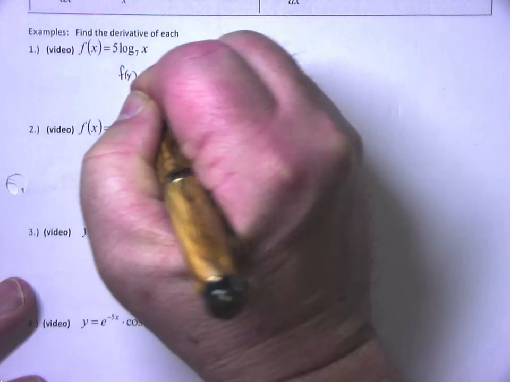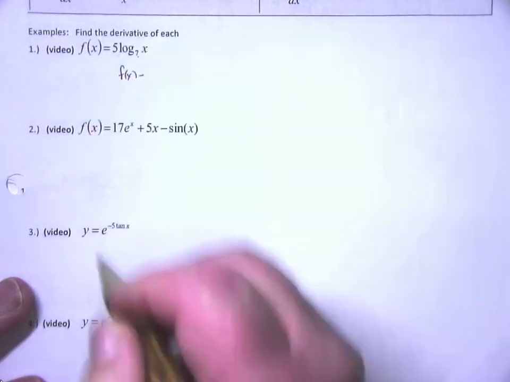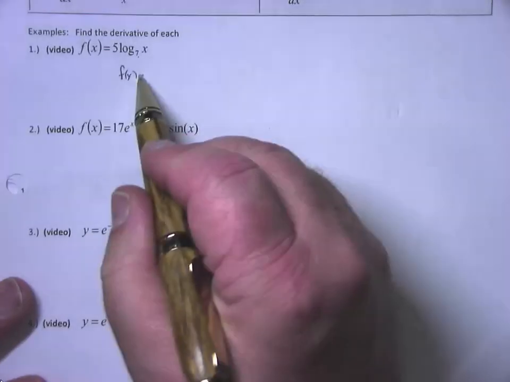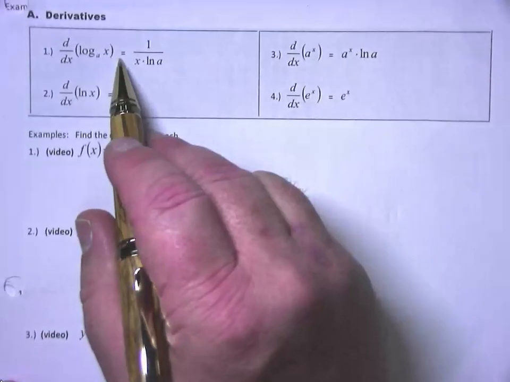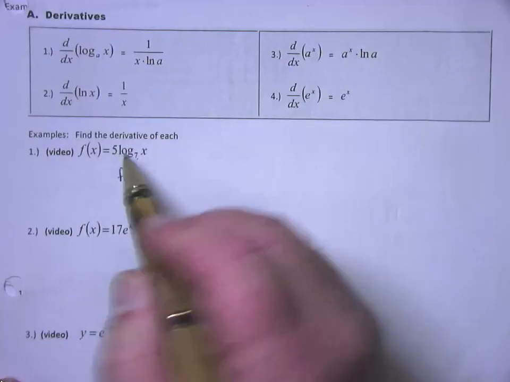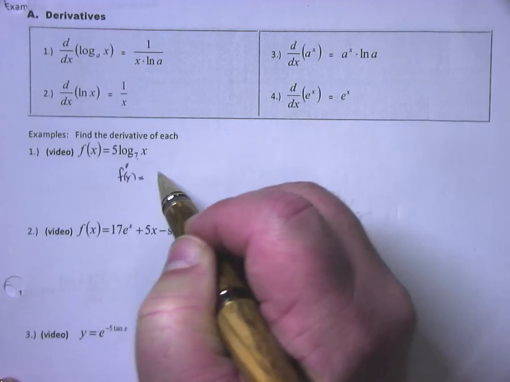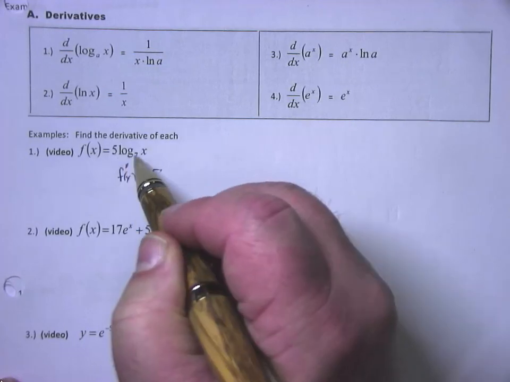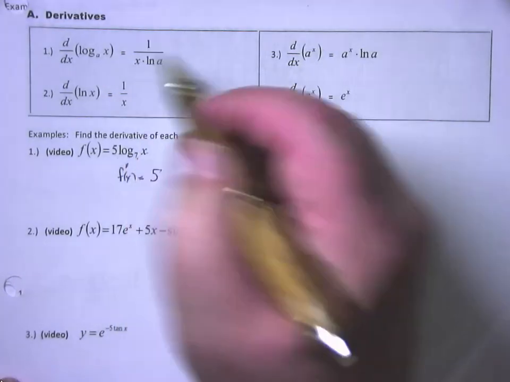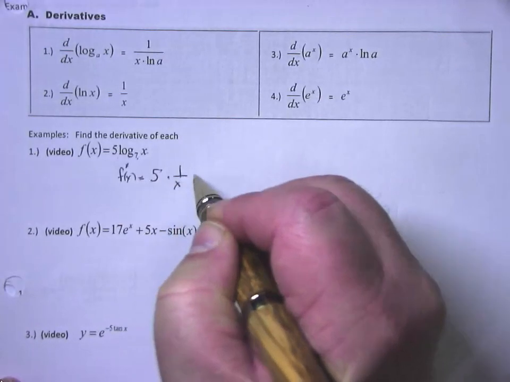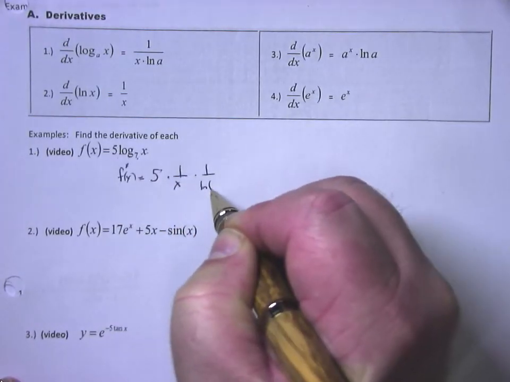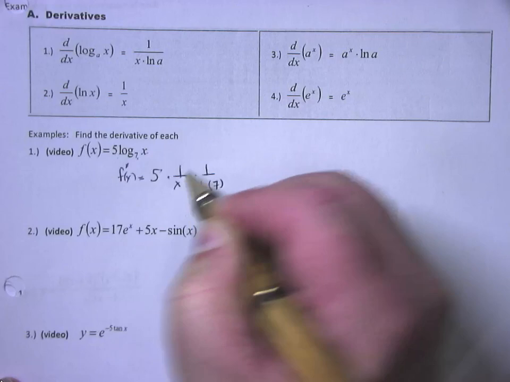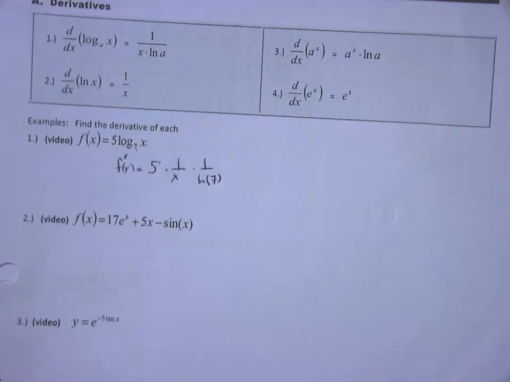F of x is equal to 5 log base 7 of x. Okay? That is exactly this formula right here. Since 5 is a constant, no one cares about it, constants hold over. We take the derivative of log base 7 of x, you've got to do 1 over x times 1 over the natural log of the original base, which was 7. And I just cleaned it up to make it 1 over x times natural log of a.